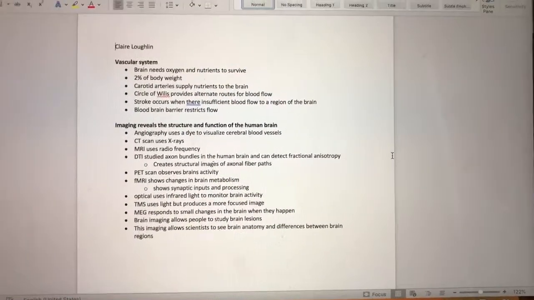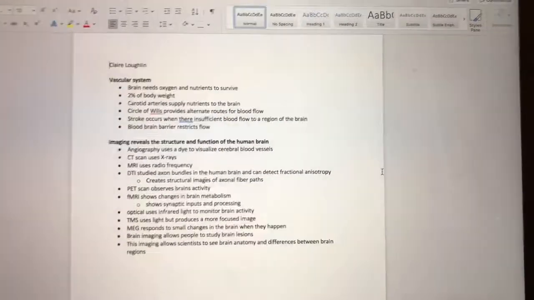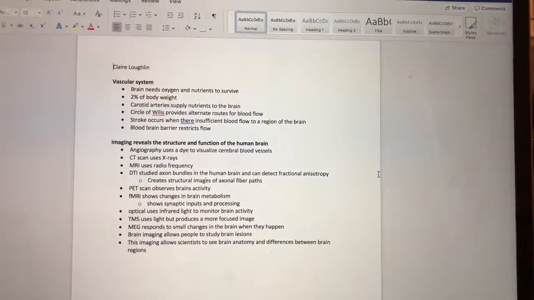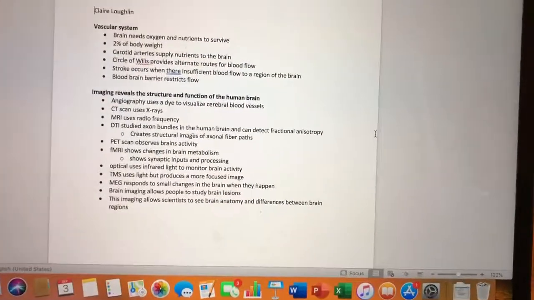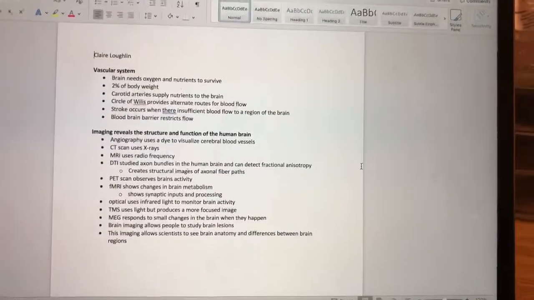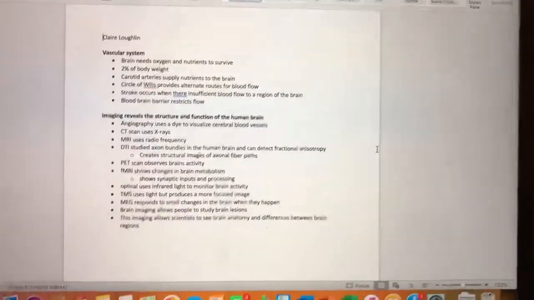And then lastly, the blood-brain barrier makes the movement of material into the brain cells more difficult, which gives the brain protection from foreign pathogens, but it is not impenetrable, so things can get through it.